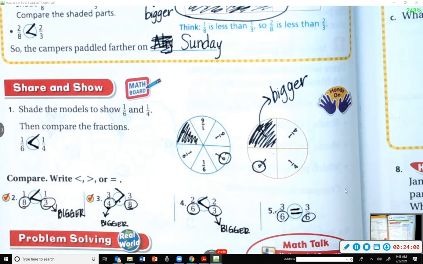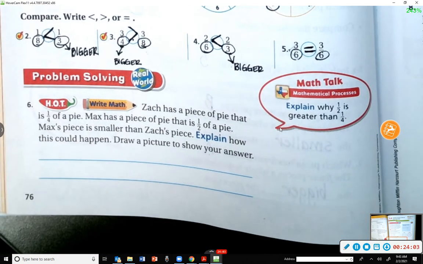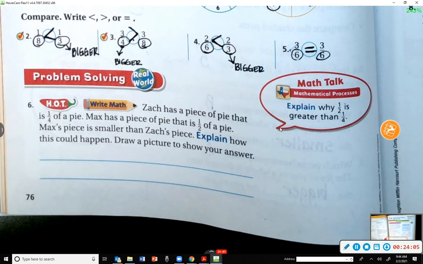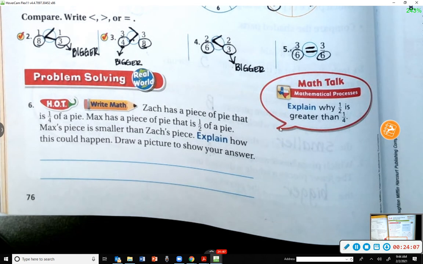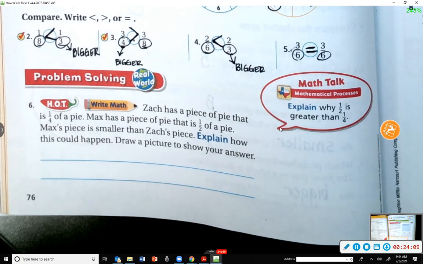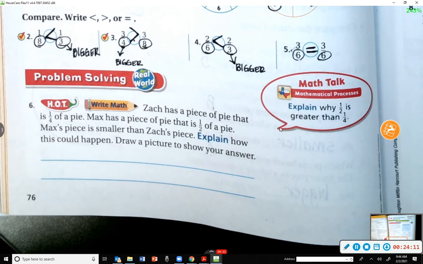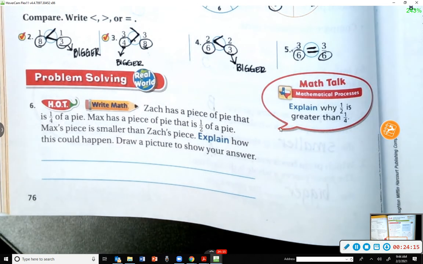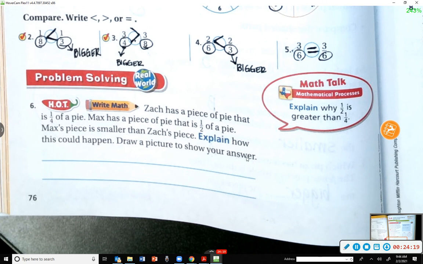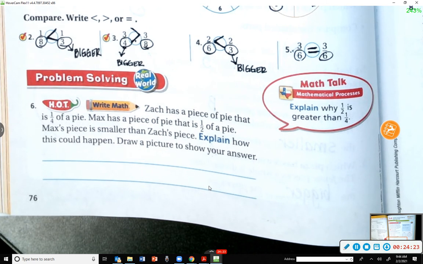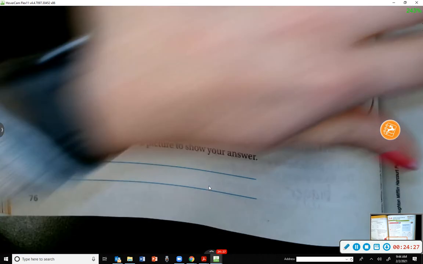Okay? Number 6. Zach has a piece of pie that is 1/4 of a pie. Max has a piece of pie that is 1/2 of a pie. Max's piece is smaller than Zach's piece. Explain how this could happen. Draw a picture to show your answer. Okay, so do we want to draw circles or do we want to draw strips? Strips. Okay, now if we're going to draw strips, this is how you do it.